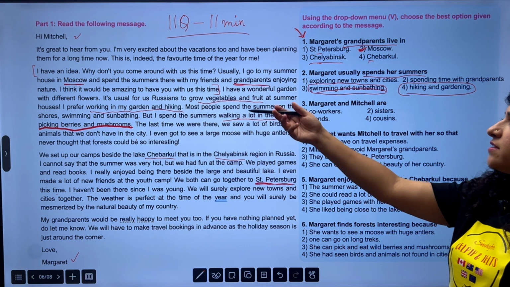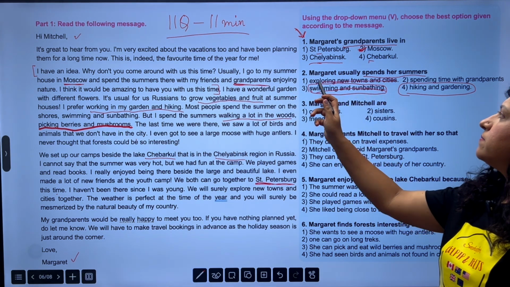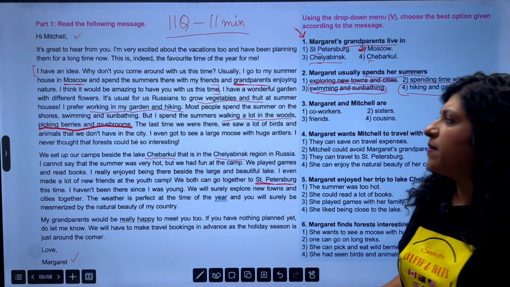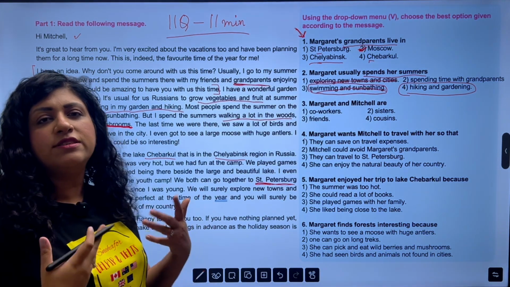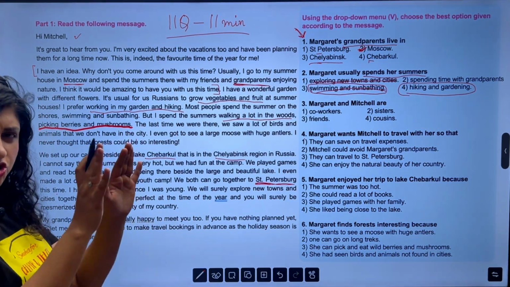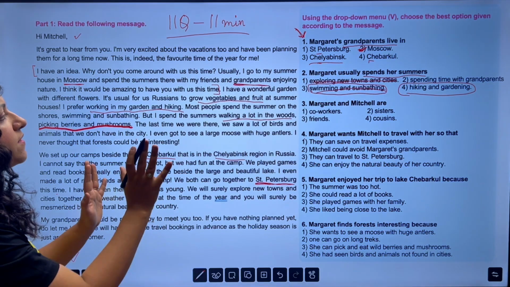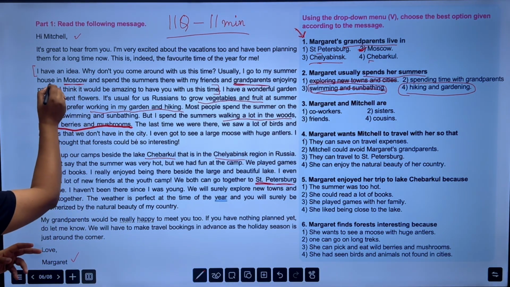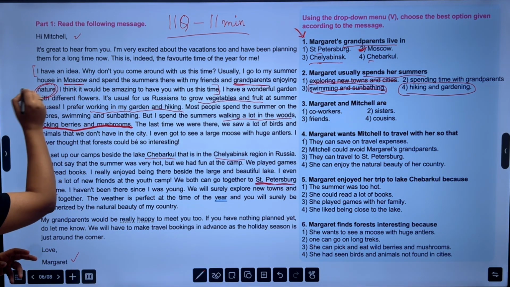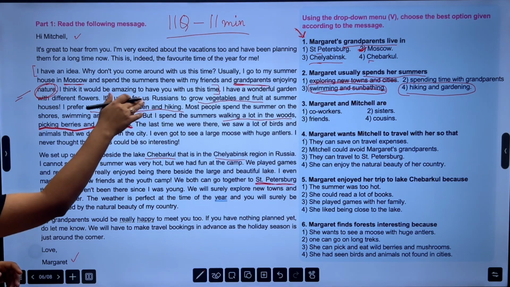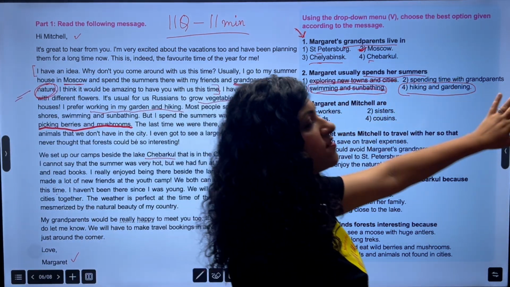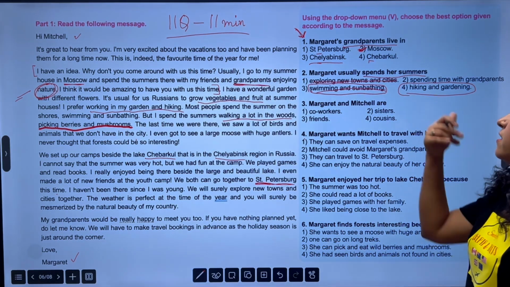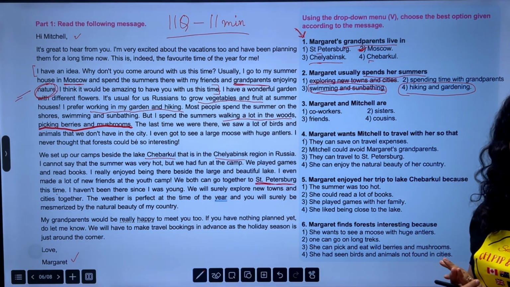Exploring new towns and cities, no, it's not mentioned over here. Spending time with grandparents. Now, spending time with grandparents is not what she usually does. Yes, she's there with her grandparents, but the focus of the text is on enjoying nature. That's being discussed again and again in the text. So, usually she spends her summers hiking and gardening. That would be the correct answer.